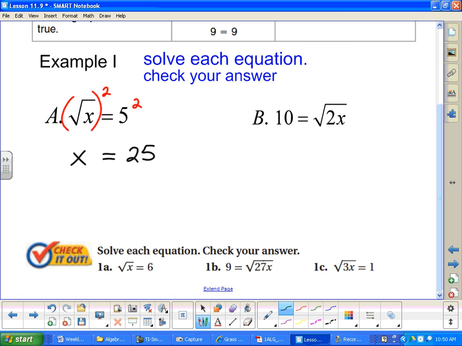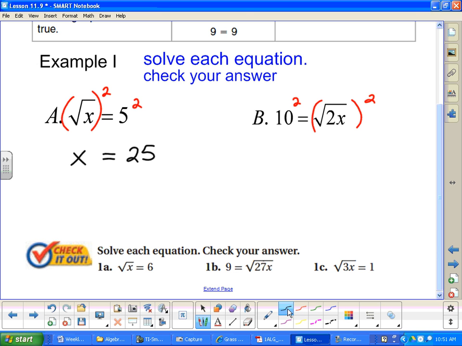Okay. Letter B, 10 equals the square root of 2x. And here's one of the things we're going to be talking about as we're going through this: we have to check to see what's under the radical and what's not. I always want to check, is everything here underneath the radical? If it is, I'm okay. I can work right from there and go ahead and square both sides.